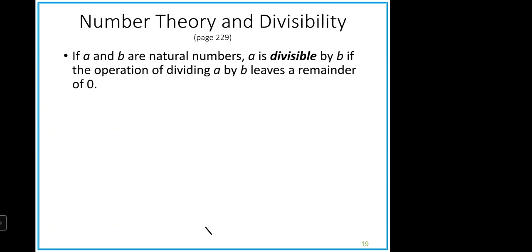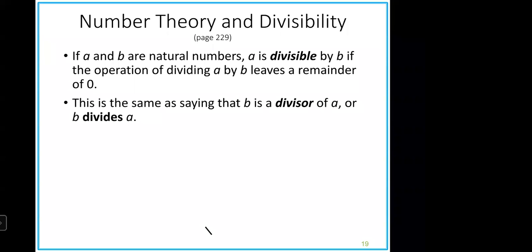That means A can be divided by B if the operation of dividing A by B leaves a remainder of 0. So once the remainder is 0, we can say that A is divisible by B. So we're going to look at some practical examples. This is just a general statement about divisibility. This is the same as saying B is a divisor of A, or B divides A.